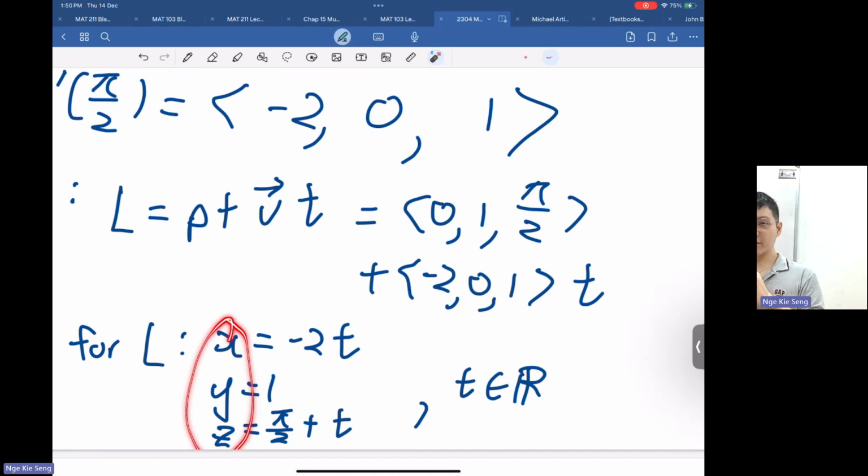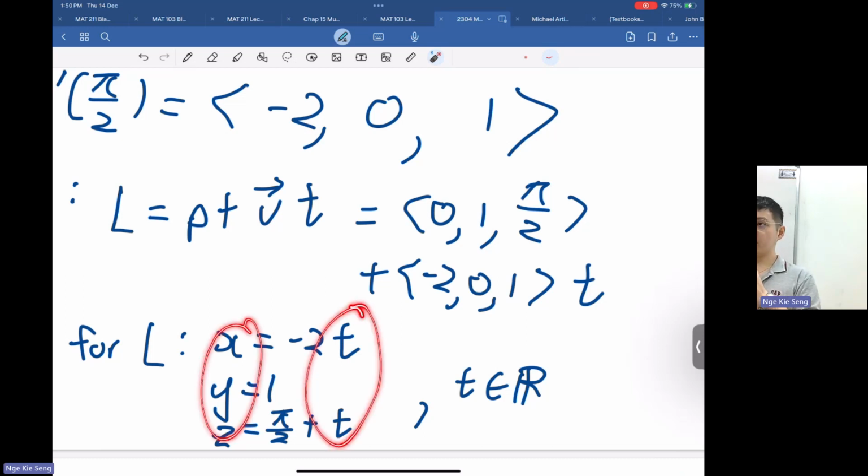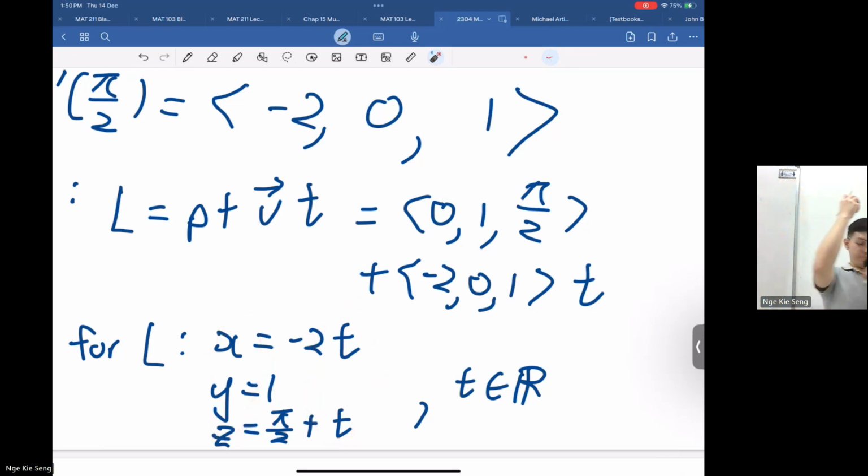Why is this called parametric? Because x, y, z are the parameters, and they only depend on one variable, which is t. You tell me one value of t, I tell you where the position is.